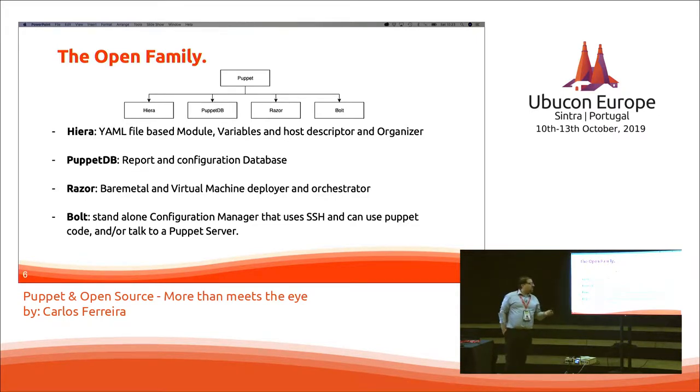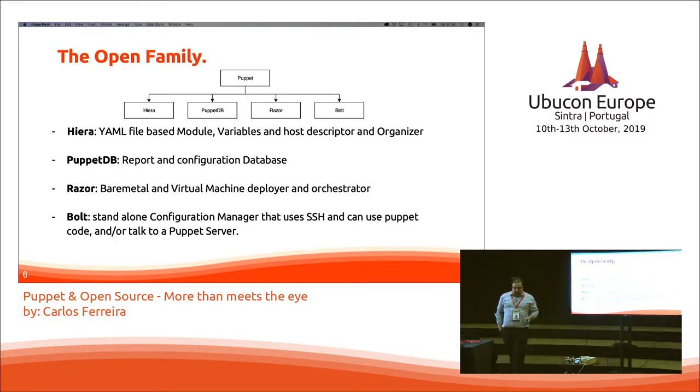You have Razor. Razor is a bare metal and virtual machine deployer and orchestrator. There are a ton of those available, either open source or not. Razor was one of the first ones, and it was only 5 years ago that it became open source. It was first closed and an integral part of the Puppet Enterprise solution, and now it's open and you can use it everywhere.